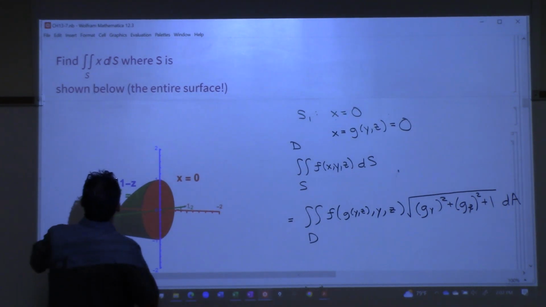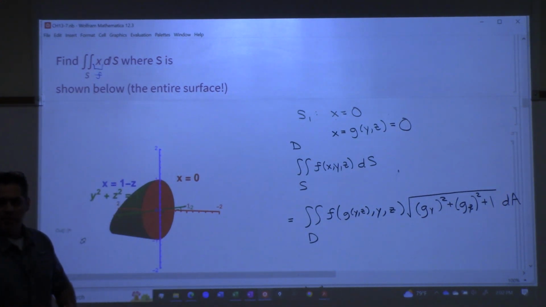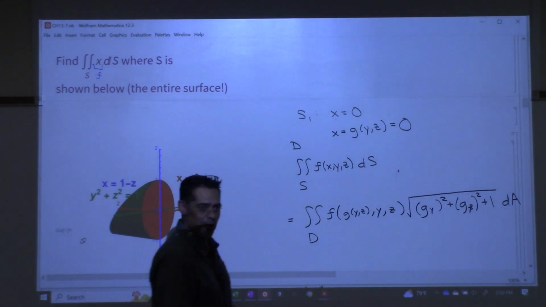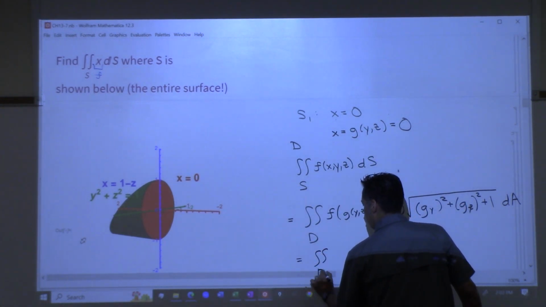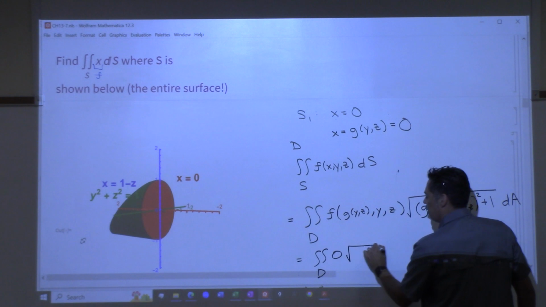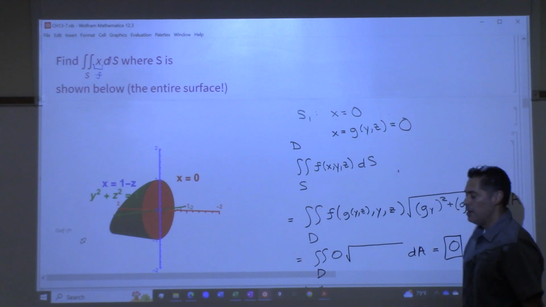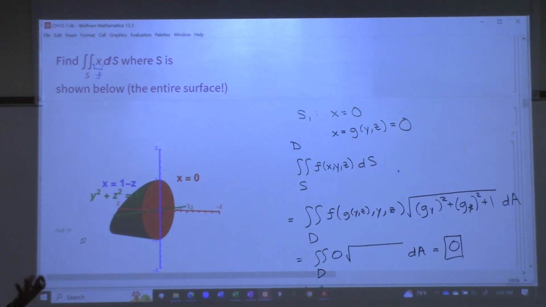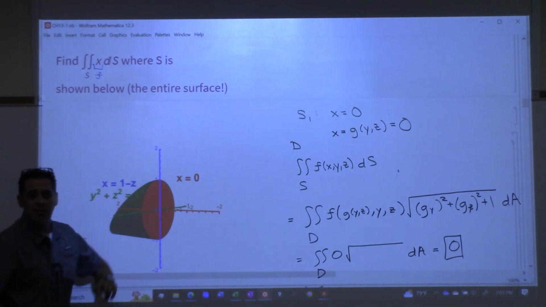So now what I'd like to do is actually plug in. Here's my f function, right? Into that f function, I'm going to replace x with what? 0, right? Because what is x? x is 0, right? So this becomes the double integral over D of 0, and the rest doesn't matter, does it? The rest doesn't matter. Who cares? The answer is 0, right? So there's no contribution along that back side because it just turns out that our scalar function asked for x, and along that back side x is 0, so we get nothing.